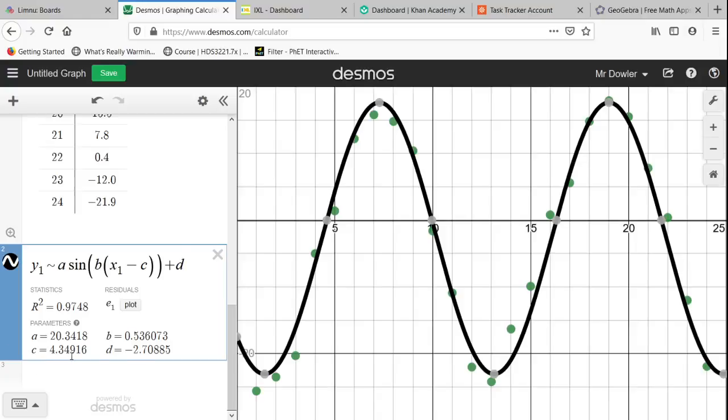Our C is the phase shift. That's how many months in we are before we get the upswing. It's a little over 4. And then D is negative 2.7, so this is the average temperature.